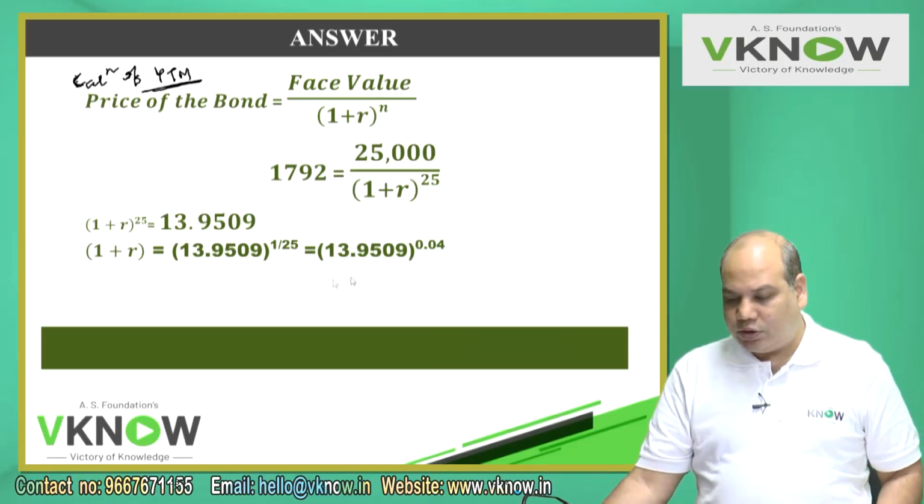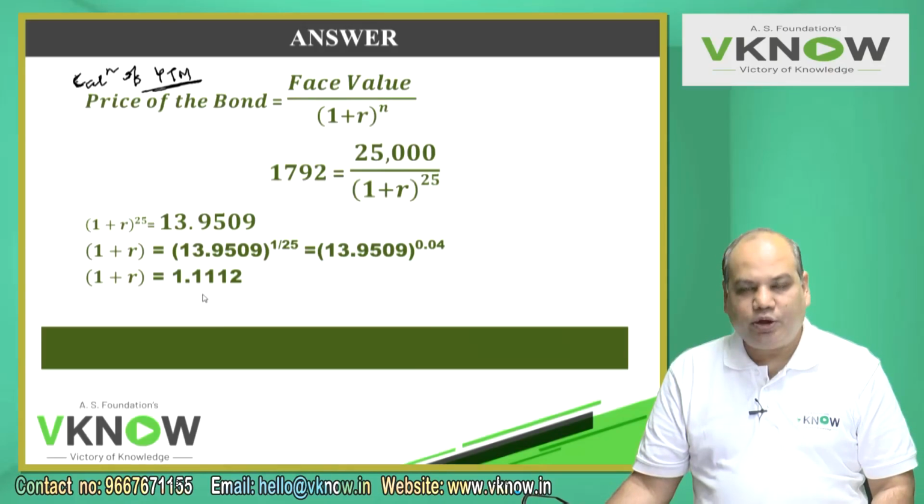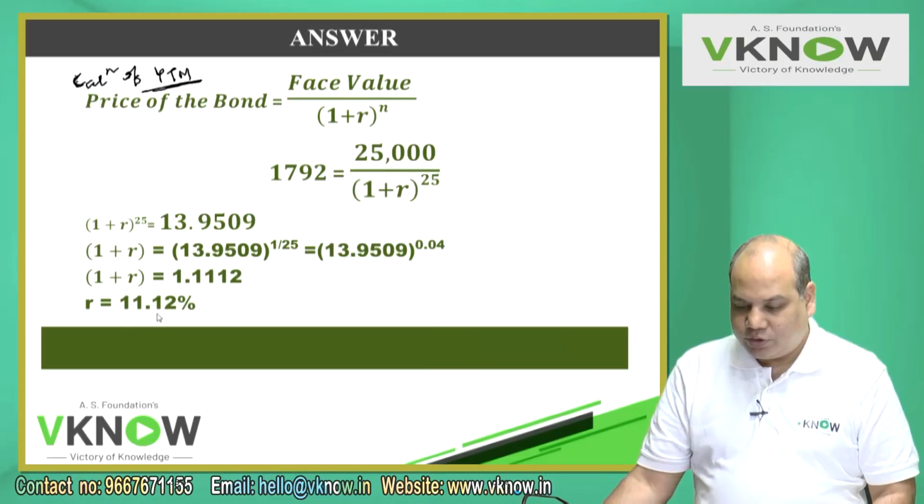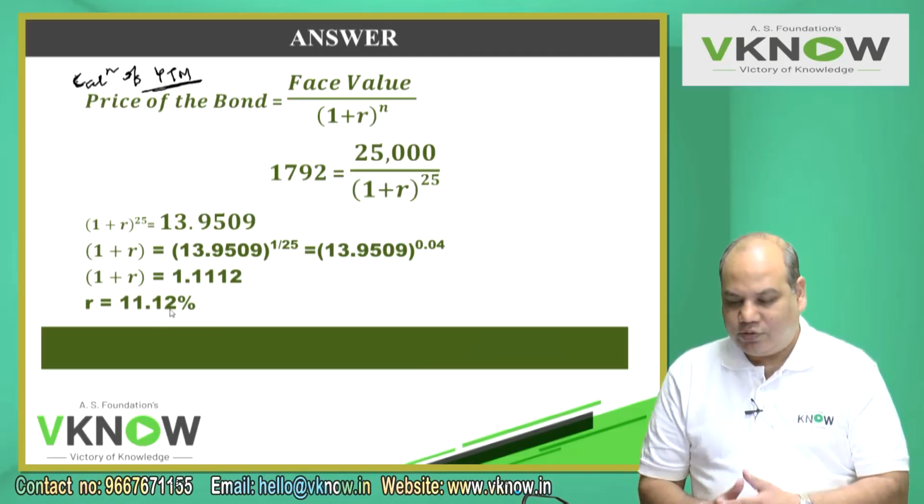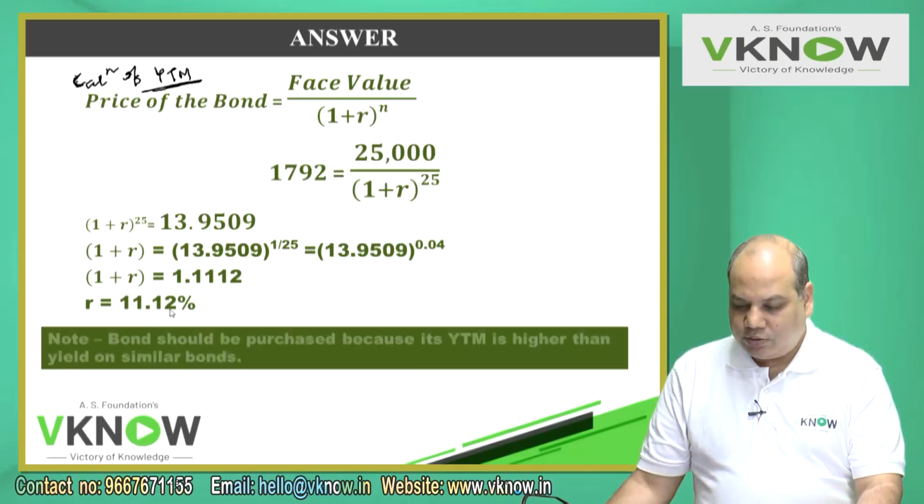So one good news is that the value of this factor is given in the question: 1.1112. 1 plus r is equal to 1.1112. Therefore, r is equal to 11.12%. So write down the note.